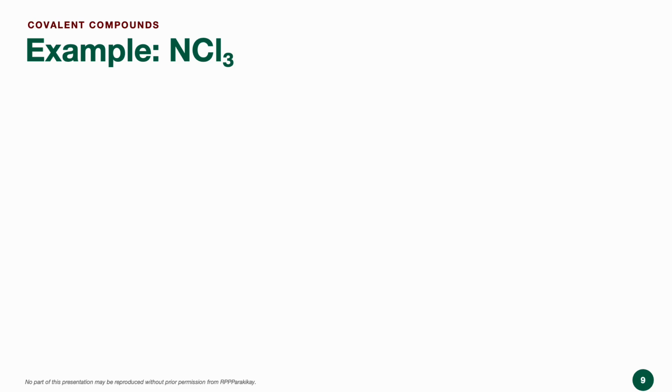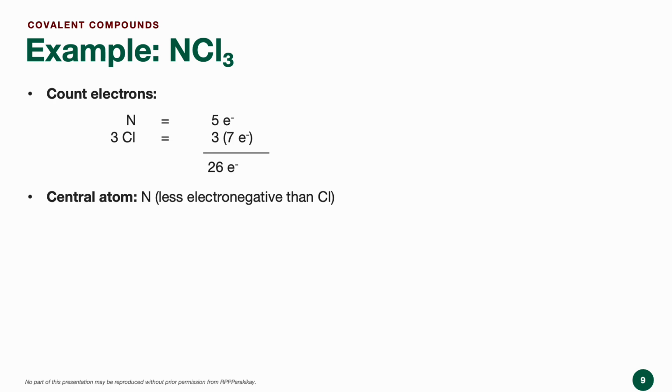Let's apply the steps to draw the Lewis structure for NCl3, or nitrogen trichloride. Step 1, count the valence electrons. Nitrogen is group 15, so it has 5 valence electrons. For Cl, it's group 17, and each of the 3 chlorine atoms has 7 valence electrons. So 5 plus 21 gives us 26 valence electrons in total. Step 2, nitrogen is less electronegative than chlorine, so nitrogen will be the central atom.